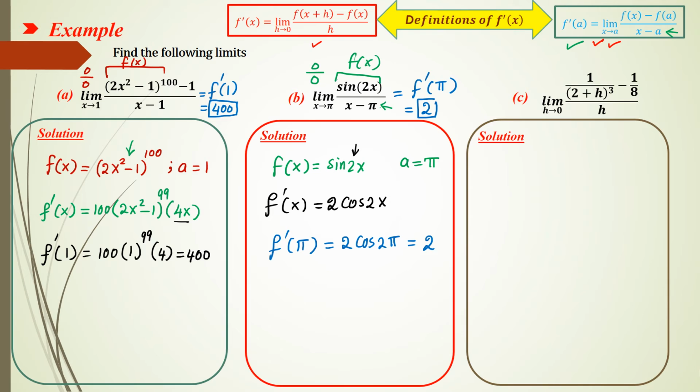For the last part, in part C, we have the limit of (1 over (2 plus h) cubed minus 1 over 8) divided by h when h goes to 0. So firstly you have to use direct substitution to check if it is 0 over 0 or not. Here we have 1 over (2 plus 0) cubed. So in the numerator we have 1 over 8 minus 1 over 8, which is 0, divided by 0. Now you have to check what is the suitable definition, the first one or the second one. This depends on the denominator. In the denominator we have h, so you have to use the first one.